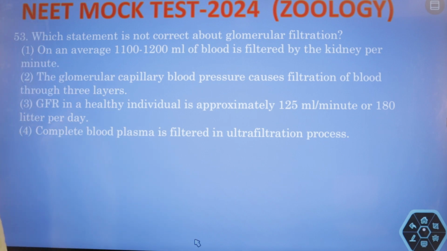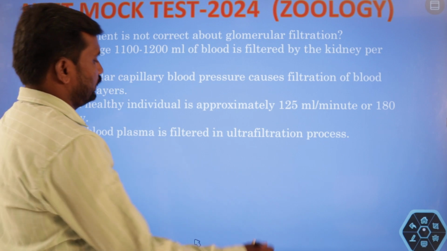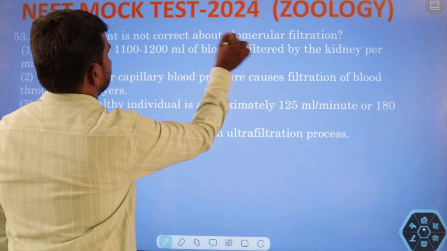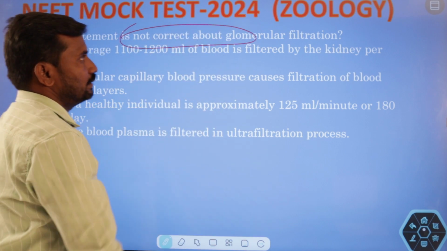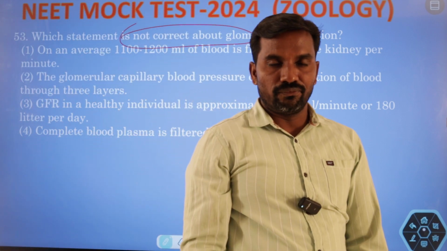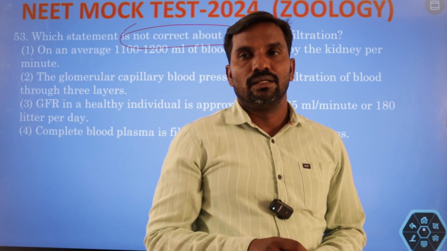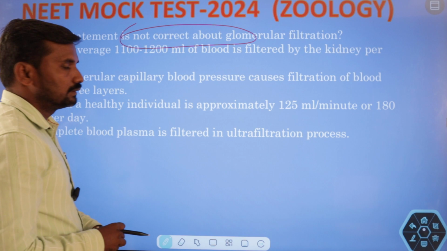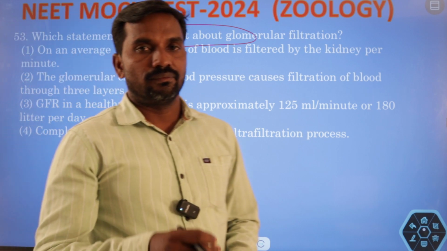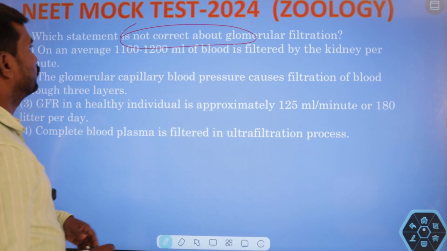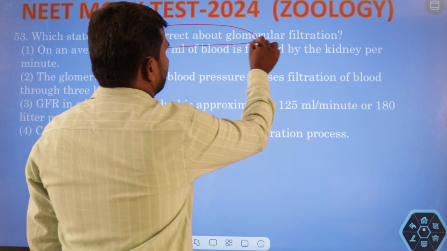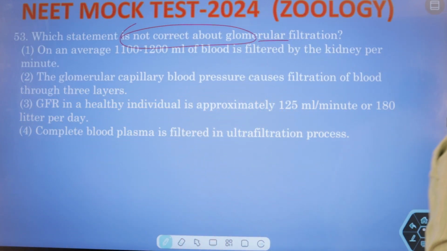So question number 53, which statement is not correct about glomerular filtration? The subject is related to excretory products and their elimination. Urine formation is mainly carried out by three basic steps. The first is called ultrafiltration, the second is called reabsorption, and the third is called secretion. This question is about glomerular filtration, otherwise called ultrafiltration.